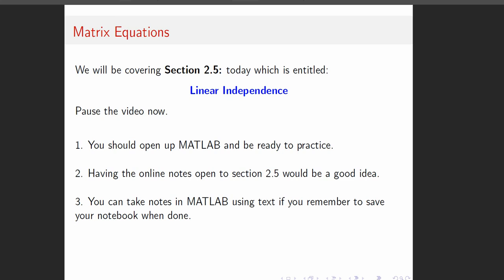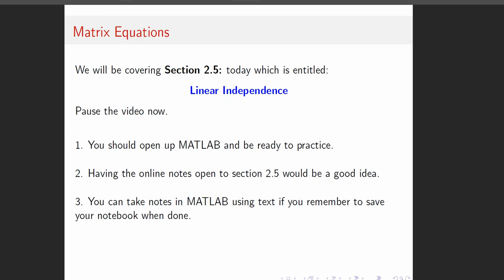So we're going to be talking about linear independence, which is defined as the opposite of linear dependence, but we'll get into that. Now would be a good time to open up Matlab. I'm going to show you a couple new tricks that will be cool to know. And remember, you can take notes in Matlab as long as you remember to save your notebook when you are done.